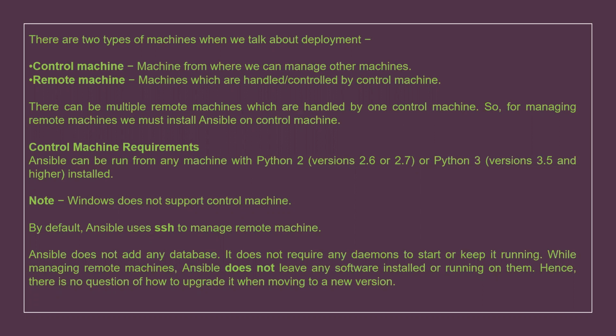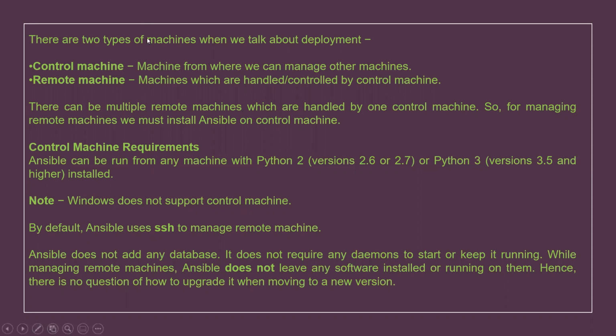Let us say I have two machines, machine one and machine two. On machine one I have the Ansible program and Ansible playbooks, and I want to deploy my website on machine two. That is the remote machine. There can be multiple remote machines handled by one control machine. So for managing remote machines, we must install Ansible on the control machine.